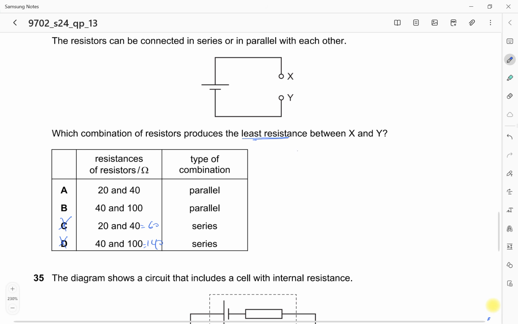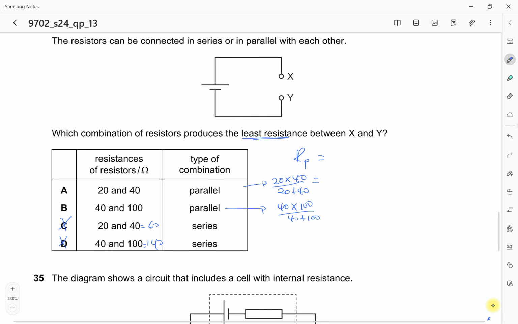Then resistors in parallel, total resistance in parallel can be got from the product over the sum. For the first one, we have 20 times 40 over 20 plus 40. For the second one, we have 40 times 100 over 40 plus 100. So the question is, which combination gives us the least resistance?